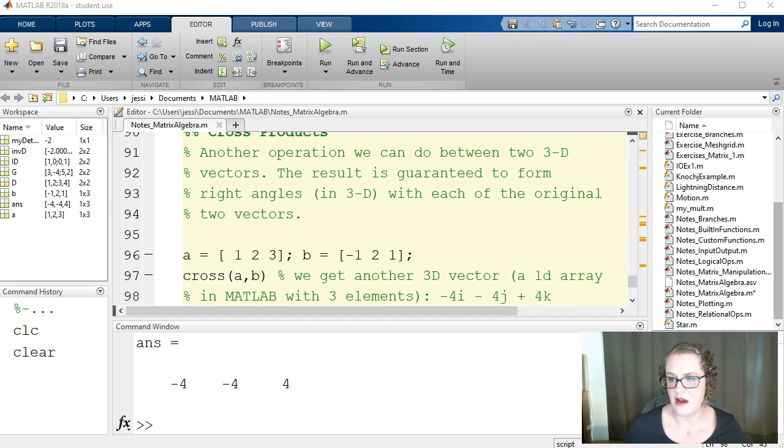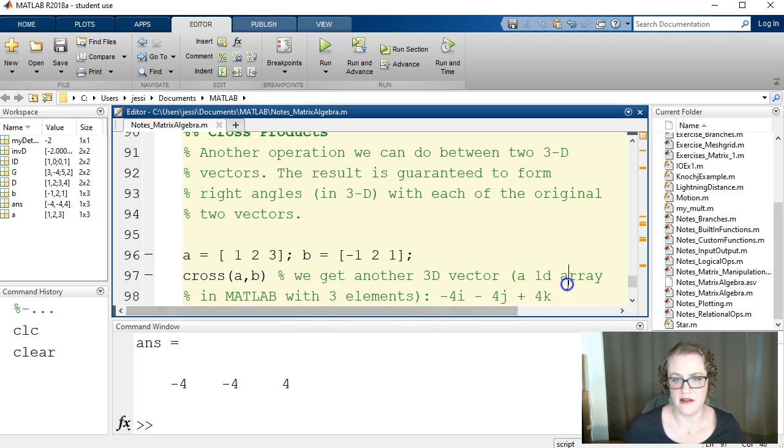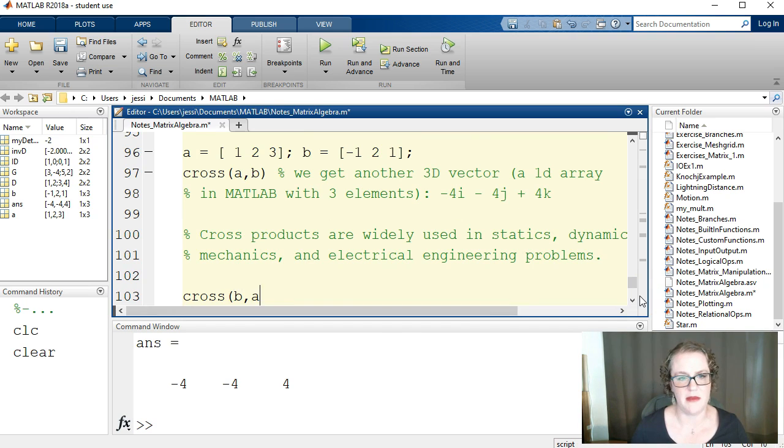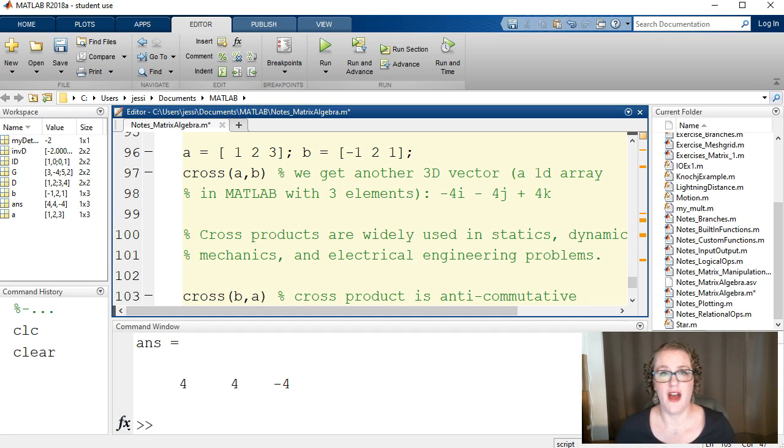Anyway, cross products are widely used in fields like fluid dynamics, statics, electrical engineering problems, a lot of things. So let me just check real quick. Do you think cross(B, A) will give you the same thing? With this one, we had a negative and a negative and a positive. Run section. It's the same numbers, but with positive, positive, and negative. This is what we call anti-commutative. You get the negative or the opposite of what you got when the direction was reversed.